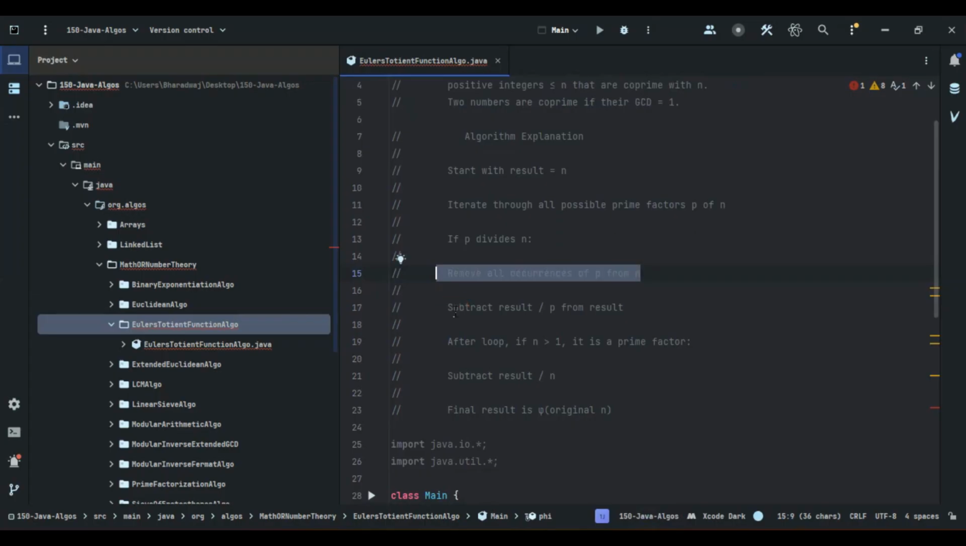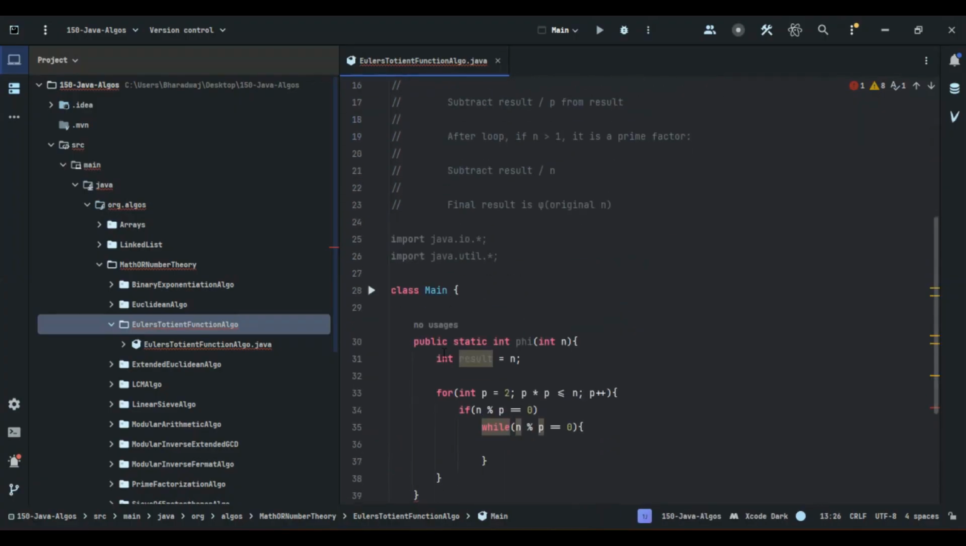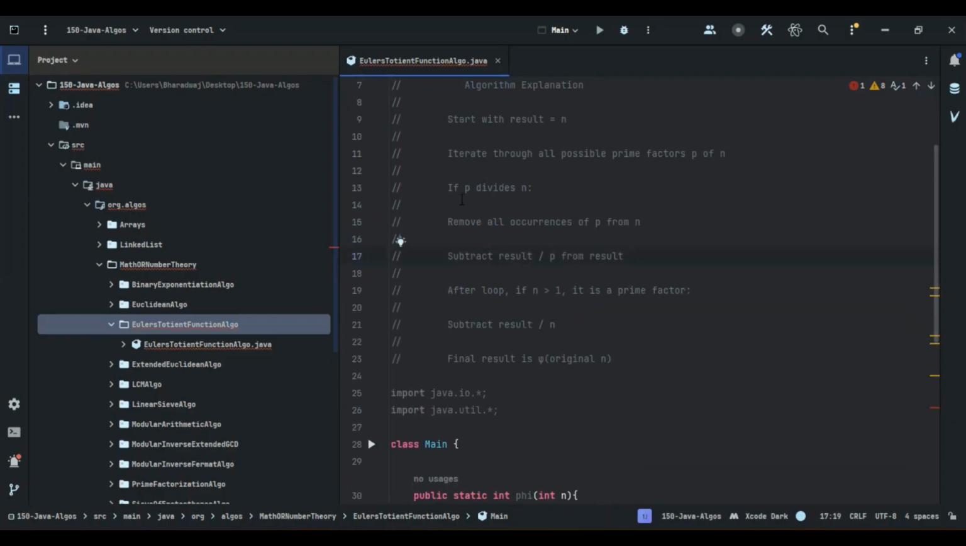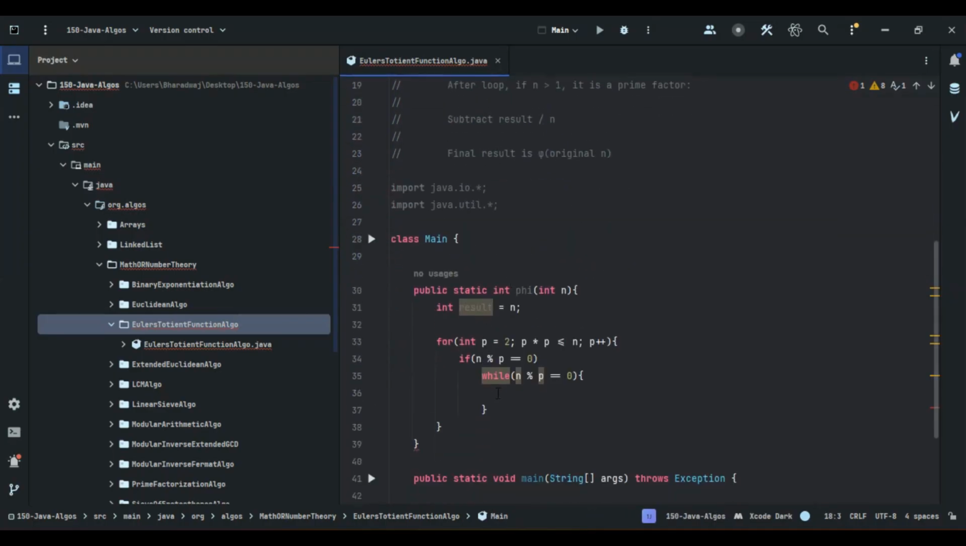See here, this part actually. If p divides n, first we will be iterating through all the possible prime factors p of n. That's what we have done here, right? After that, if p divides n, then we have to remove all the occurrences of p from n. That's what we are doing.